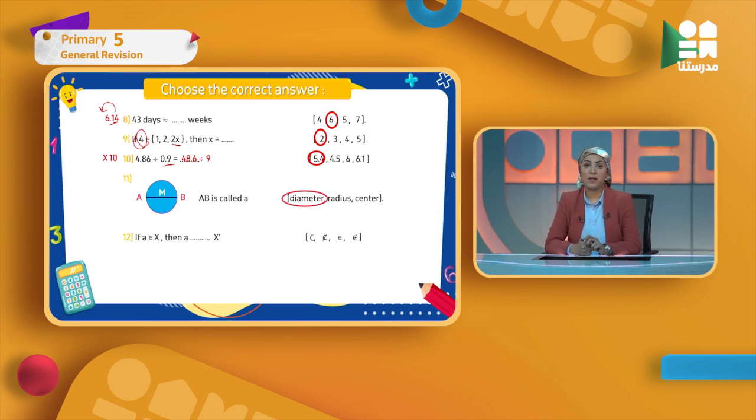Question 12. If the element A belongs to the set X, does the element A belong to X complement? We said before that X complement is all the elements that are not in X. So if A is a part of X, it means that it is not a part of X complement. So of course here the element A does not belong to X complement.